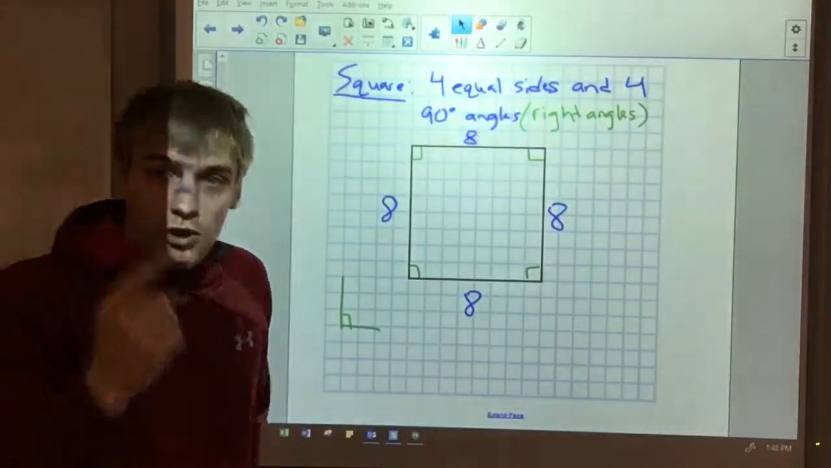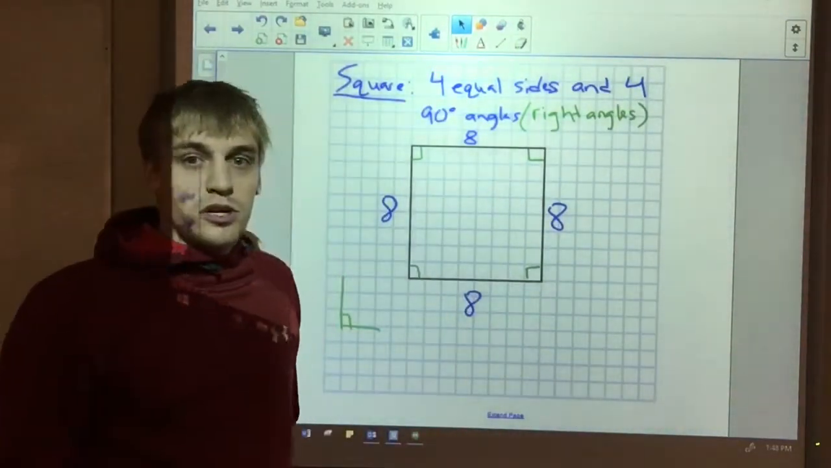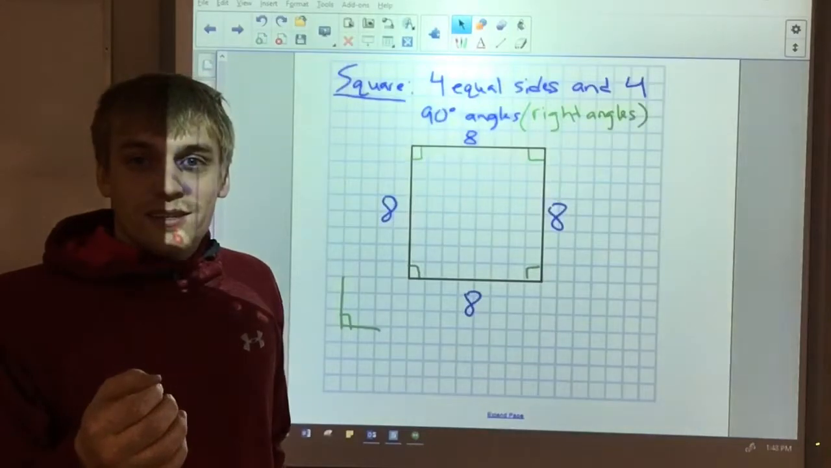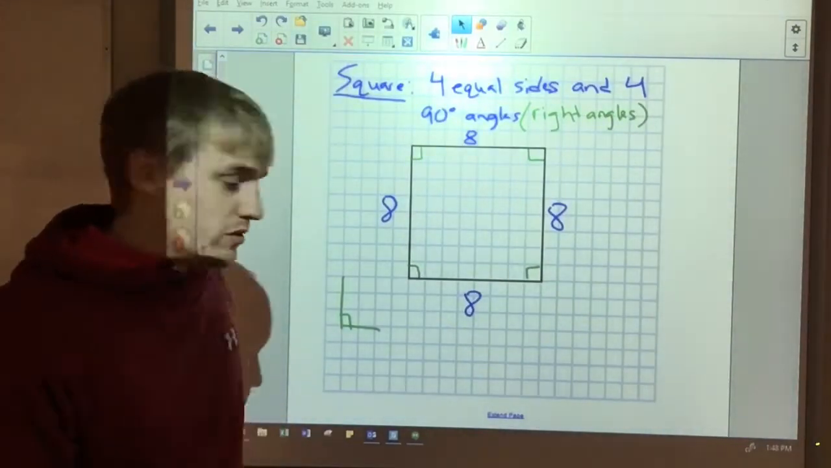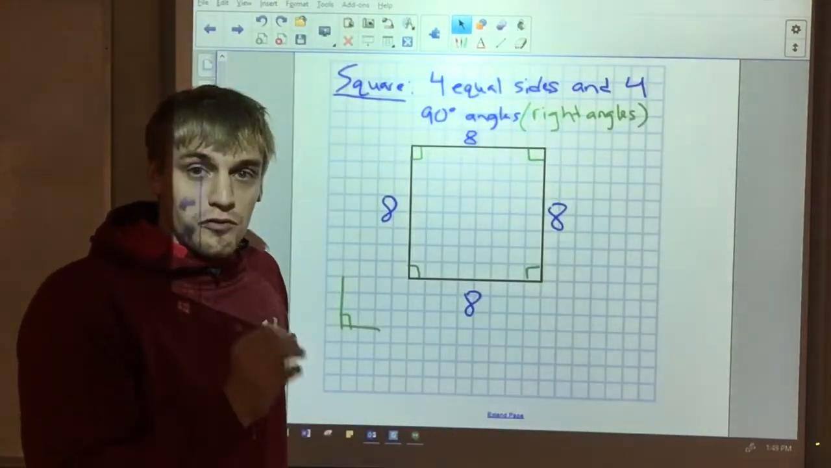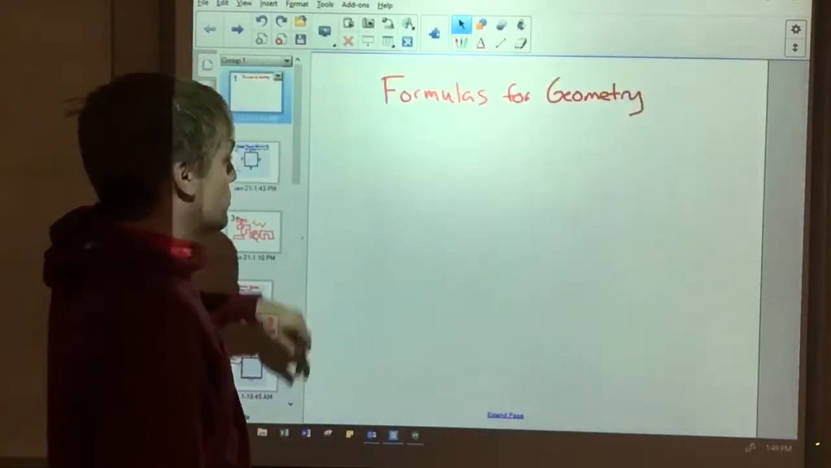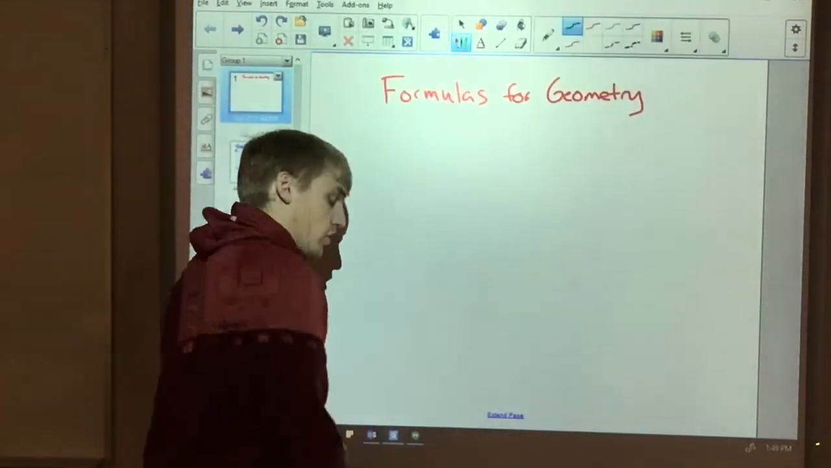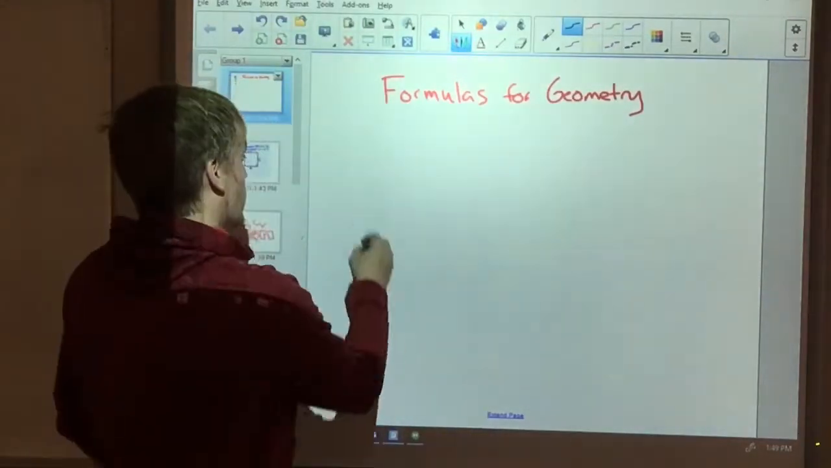Okay, well, one of the ways that we can figure out area, like we talked about, is to just count all the squares, but that's really not a very good use of our time. So what we're going to do is talk about a formula. The first formula is for finding the area of a square, and you can probably flip to the notes, you can have it in both places, the formula for a square.